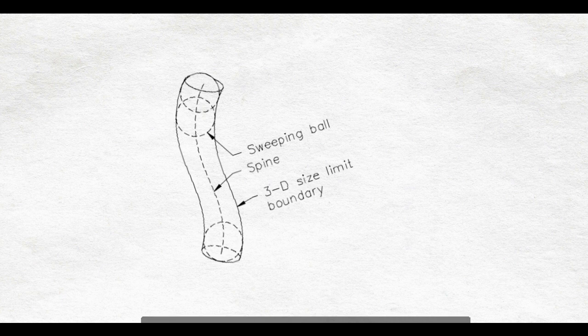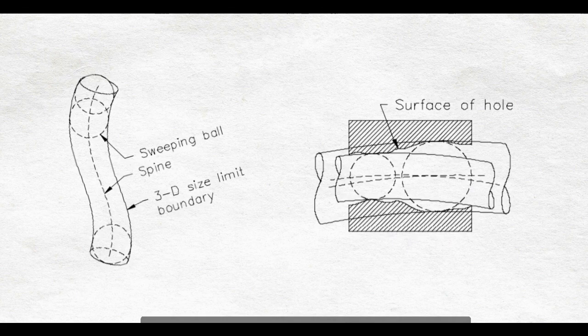It starts with a geometric element called a spine. The spine for a cylindrical feature is a simple, non-self-intersecting curve in space. Think of it as a line that may be straight or wavy. Next, we take an imaginary solid ball whose diameter equals the small size limit of the cylindrical feature and sweep its center along the spine. This generates a worm-like three-dimensional (3D) boundary for the feature's smallest size.